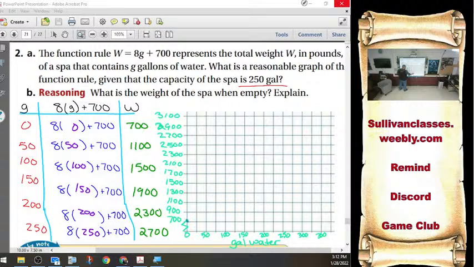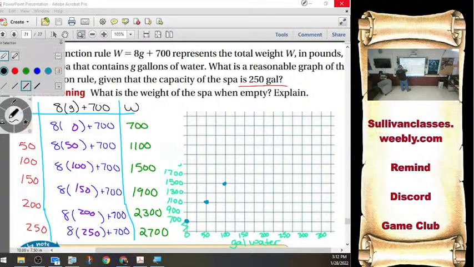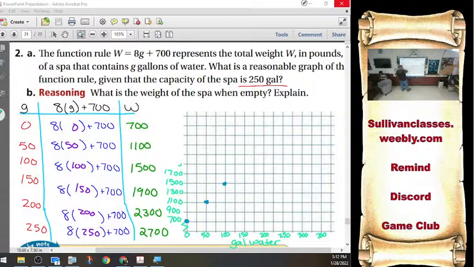Plot your points. 0, 700. 50, 1100. 100, 1500. 1900. Oh, hell, I missed one. Missed one, y'all distracted me. Plot them in. 1900, 23, and 27.